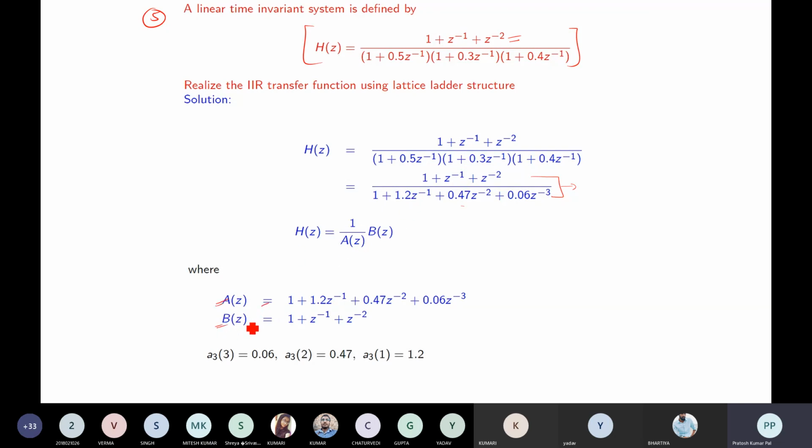A(z) we know and B(z) we know. So after A(z), we will be proceeding to find out, here m is equal to 3 is there. That means we will be finding out 3 different values, k1, k2, and k3. So once we know k1, k2, and k3, these coefficients will be used while finding out the beta. Here m is equal to 2 is there. That means we need to find out beta 2, beta 1, beta 0.